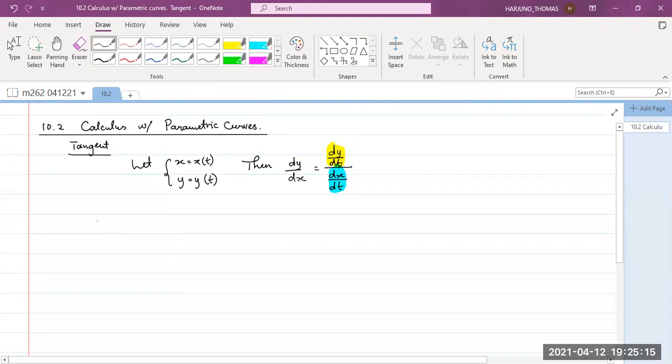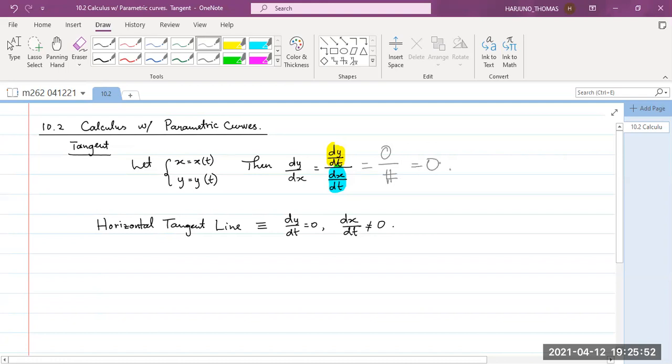Now, the tangent line, horizontal tangent line. The tangent line is horizontal, associated to the situation where dy dt is 0, but dx dt is not 0. In other words, the numerator is 0, but the denominator is another number, such that dy dx becomes 0, representing a horizontal tangent line.